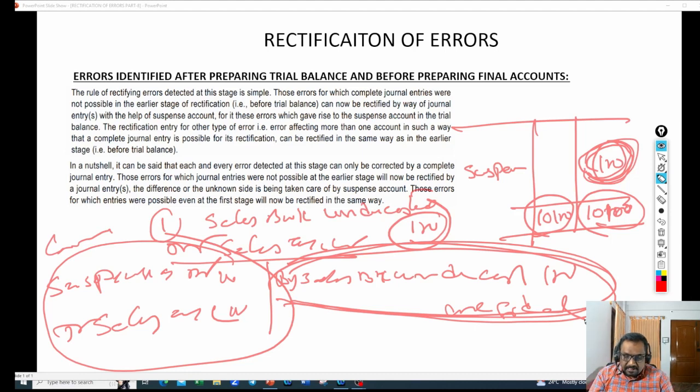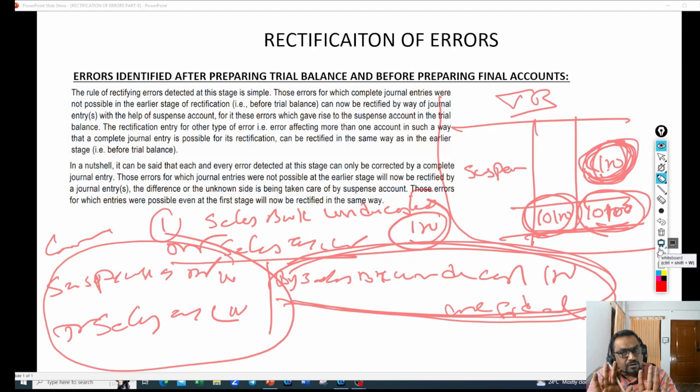Let me repeat again. You already prepared the trial balance. You identified there is a difference of 100 rupees on the credit side. That credit side, you posted that 100 to suspense account and ensured that my debit total is 10,100, credit total is 10,100, your trial balance is tallied. But with 100 rupees difference posted to suspense account. That is what the trial balance is. Are you clear so far?